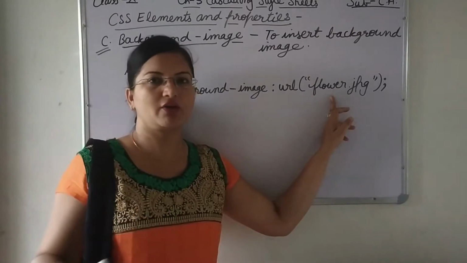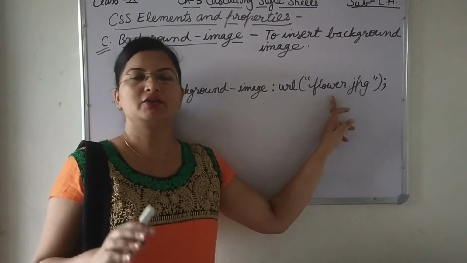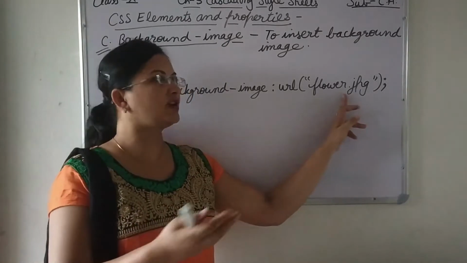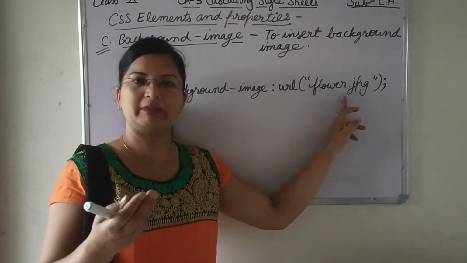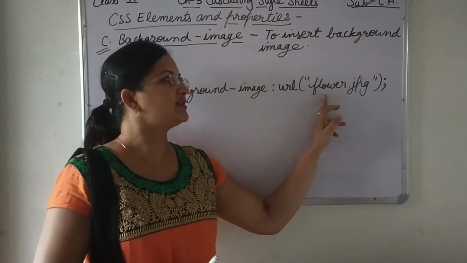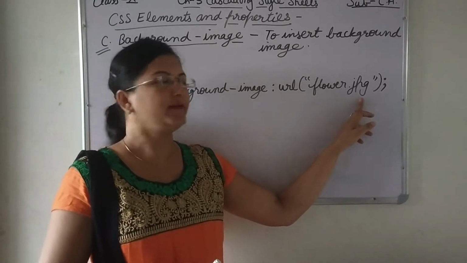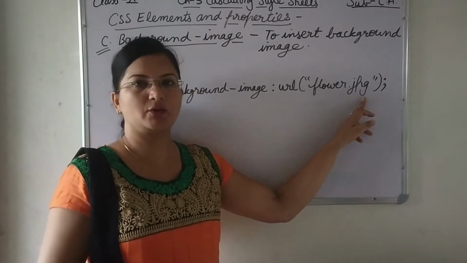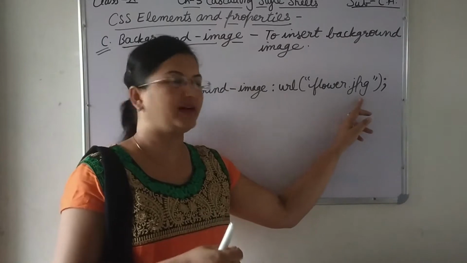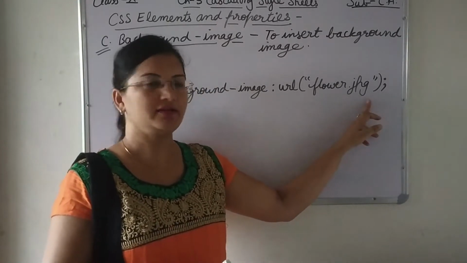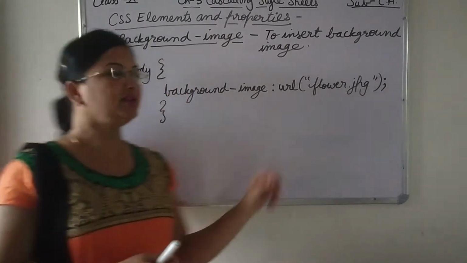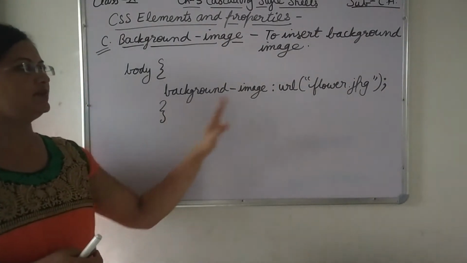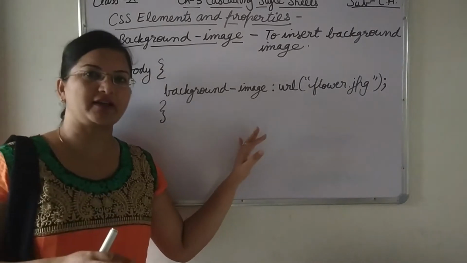Picture you can download from the internet, then you can save it in the same location where your HTML file is. Otherwise you can use the whole path also, the image path. Otherwise you can simply write the file name that you want to insert. So here the flower.jpg file we can download from the net, or we can rename the file to this one, and then we can write it here, then semicolon, and then the curly bracket ends. So this is the rule to insert an image in the background.